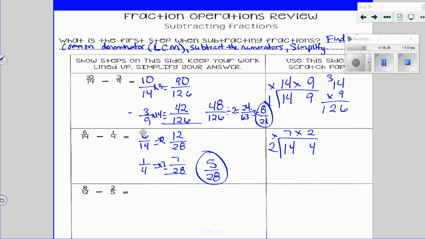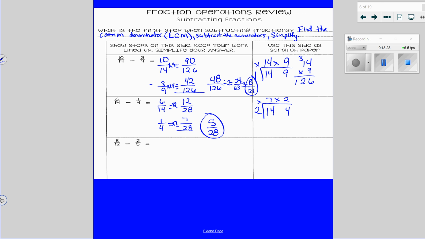All right, let's go over the last one. I separate my fractions. My denominators are 12 and 5. What can I simplify by? What can go into both? 1. So 1 goes into 12 times, and 1 into 5 times.